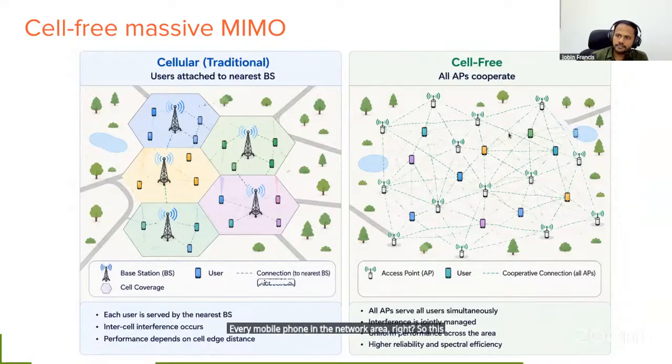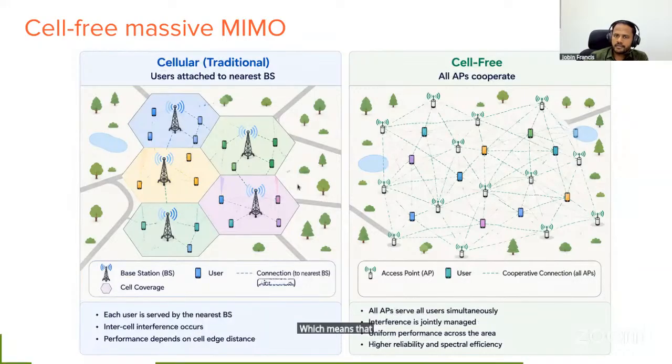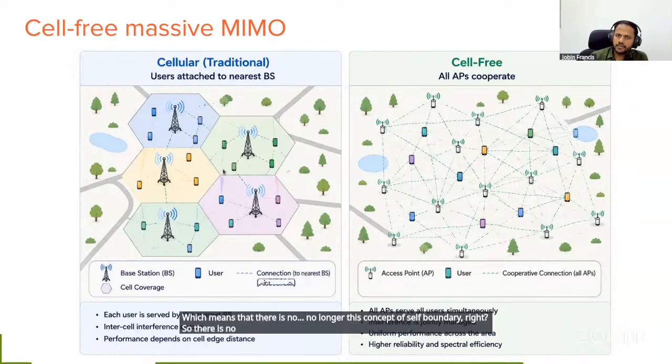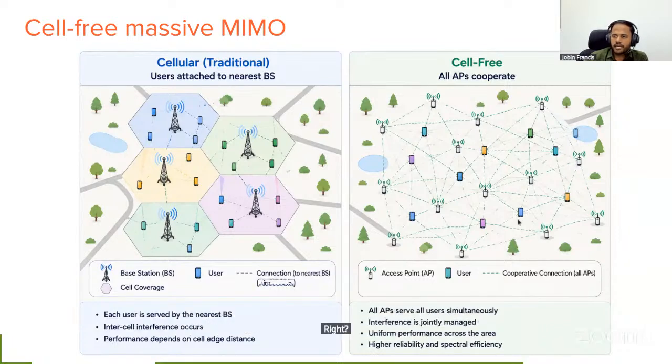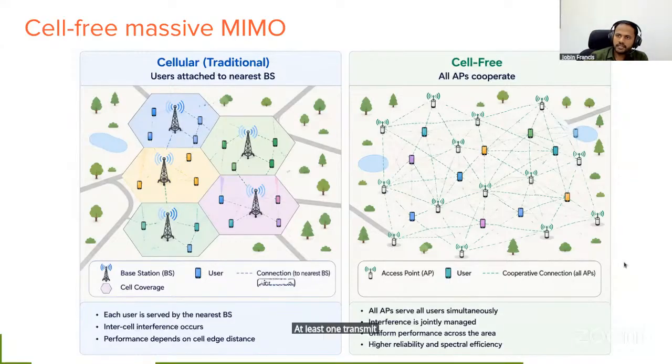So this is a slightly aggressive approach, right? Instead of just letting a mobile phone connect to one cell tower, now you are letting it connect to every cell tower in the nearby areas, right? So which means that there is no longer this concept of cell boundary, right? So there is no switch over of this connection because everyone is serving everyone, right? And you can basically get significantly better performance by doing this, right? A device is connected to at least one transmitter all the time, right?